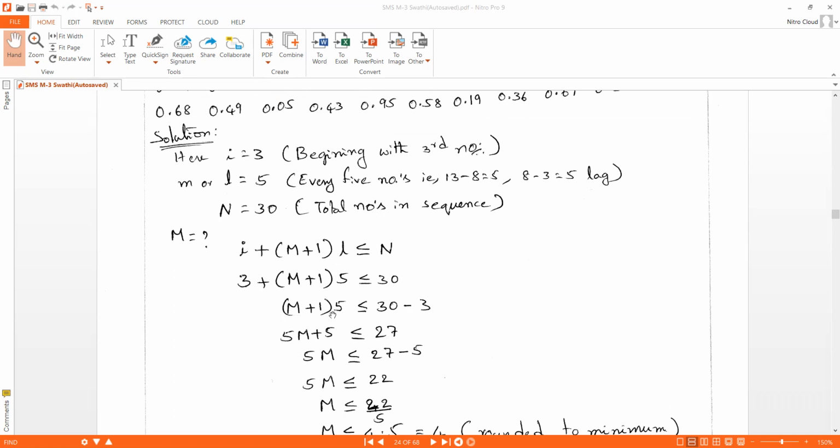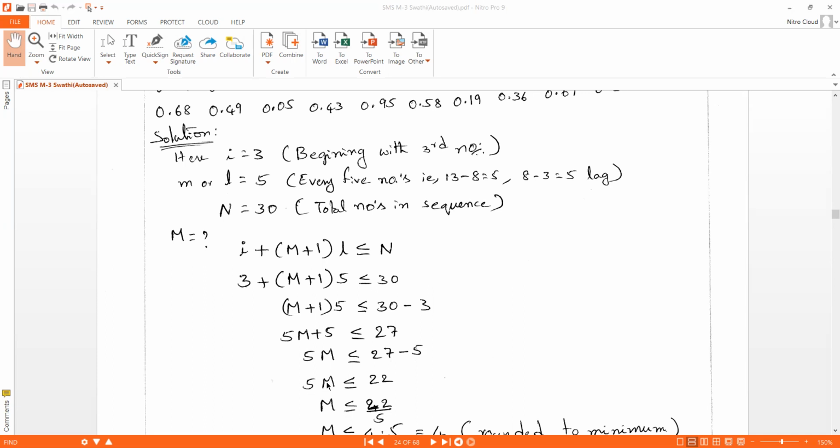Now the L value is multiplying this (M plus 1). If you multiply that, we will get 5M plus 5. And this 5 is adding here. If we send it to this side, it will be subtracted from the 27. So we'll get 27 minus 5 is 22. Now 5M is less than or equal to 22.